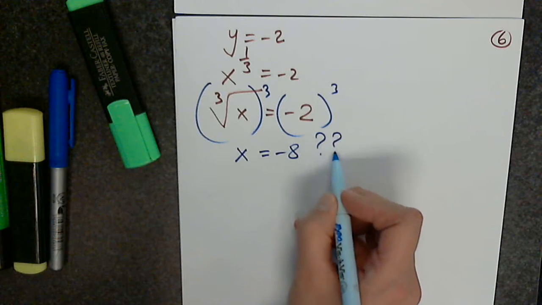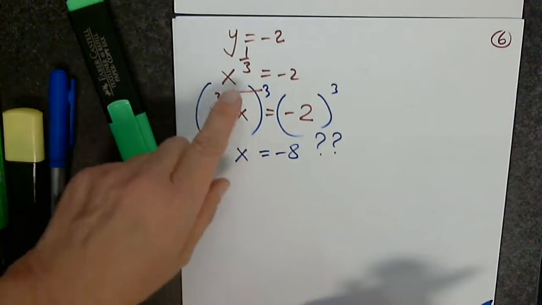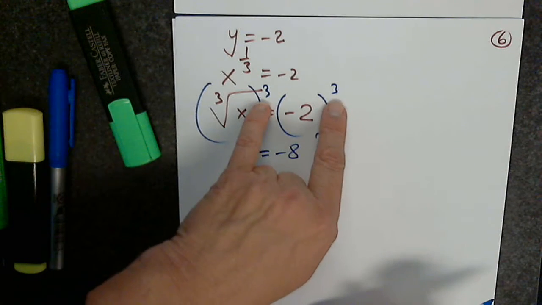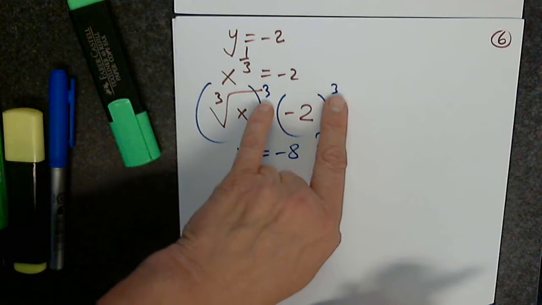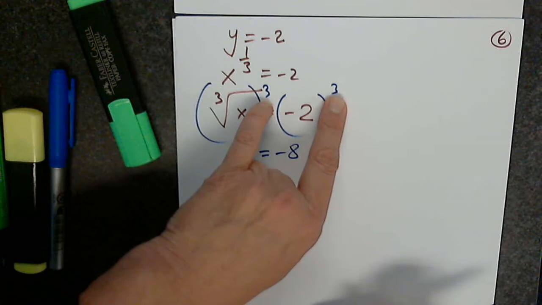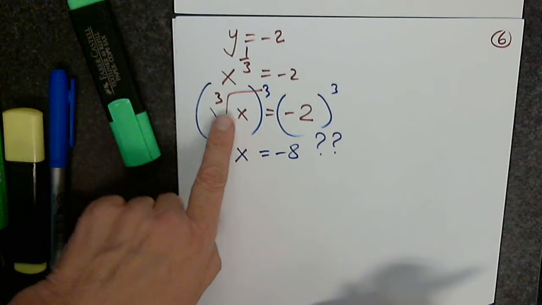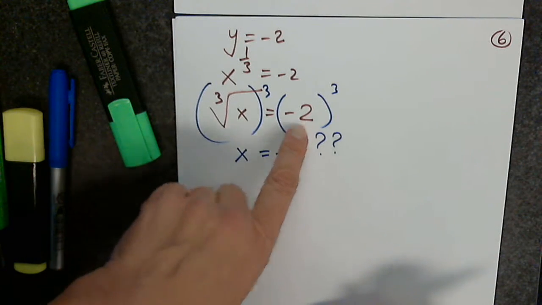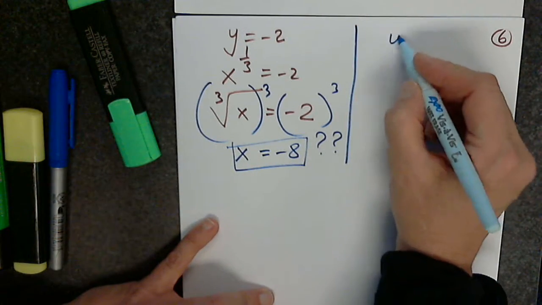And it comes with a question mark. Why does it come with a question mark? Remember the little reminder that I gave you: whenever you raise both sides to an odd power, the solutions will work, but you still have to make sure. So the cube root of -8 is indeed -2. So this is one solution. Now we have the other equation.